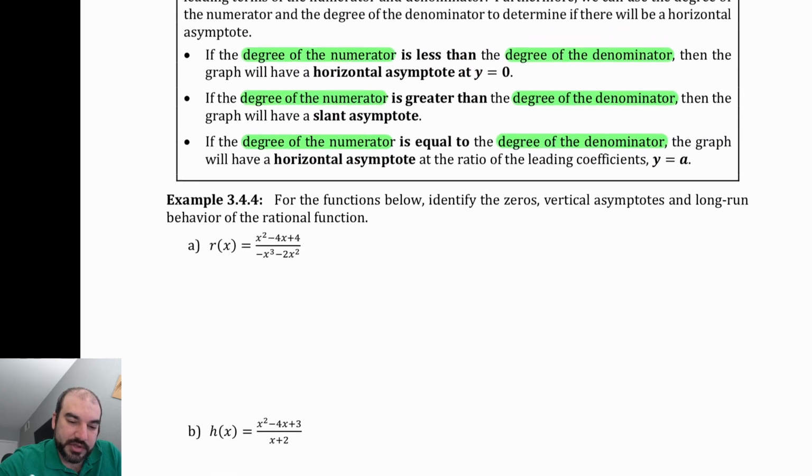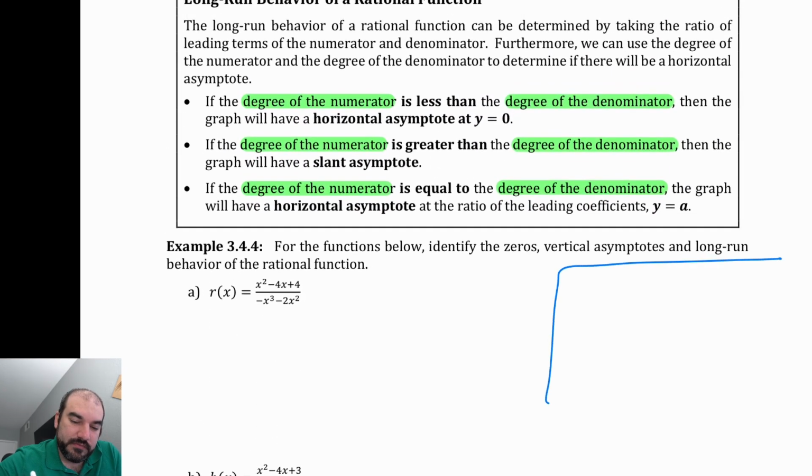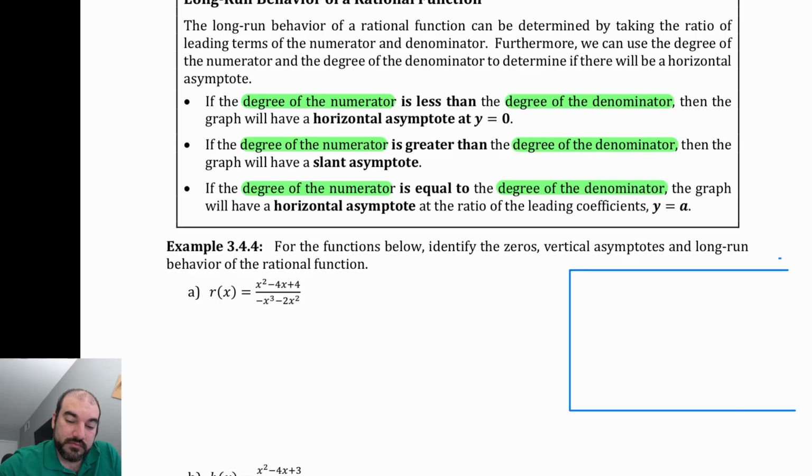I'll say f of x. We'll do a little example on the side here. f of x equals 3x squared plus 2x plus 1 divided by 2x plus x squared minus 3. So if we have this example here, the horizontal asymptote question can be answered by looking at the degrees of the numerator and denominator. What is the degree of the numerator?